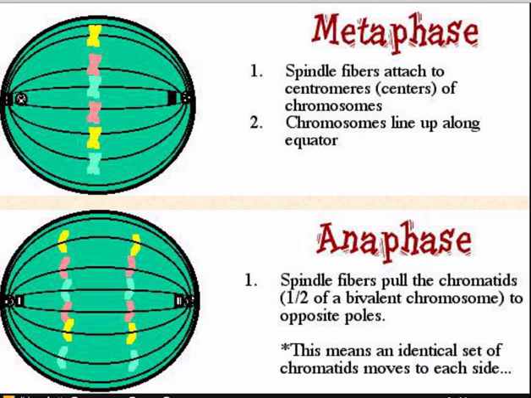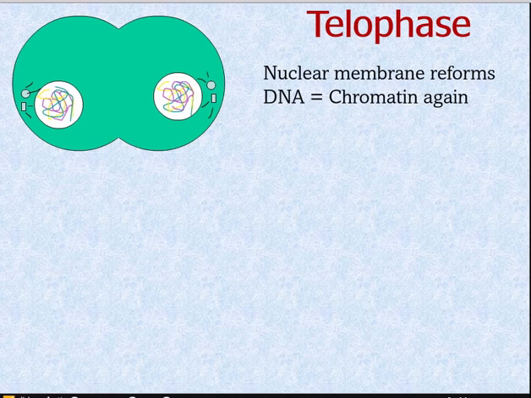Okay, the final stage of mitosis is called telophase, and the way I help students remember that is the letter T. Telophase has two cells. The nuclear membrane reforms, so notice we've got a nucleus again, and the DNA doesn't look like chromosomes. It doesn't look like those X's anymore. It returns back to this form that's called chromatin, where it sort of looks like spaghetti.